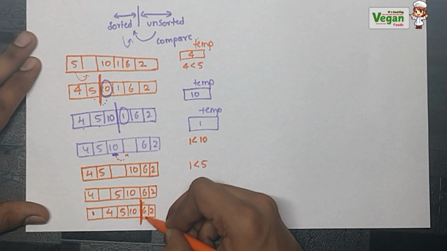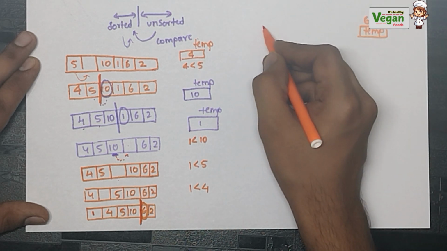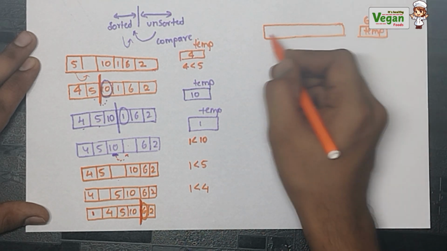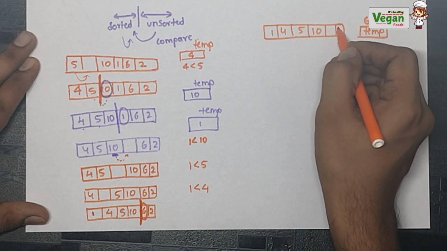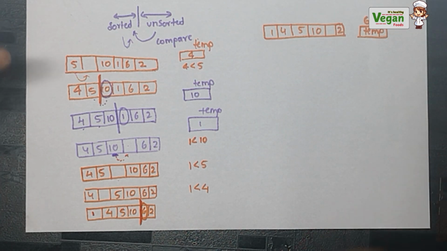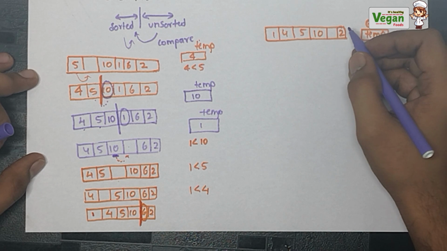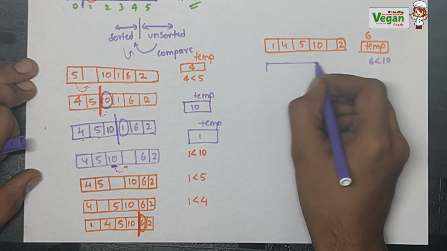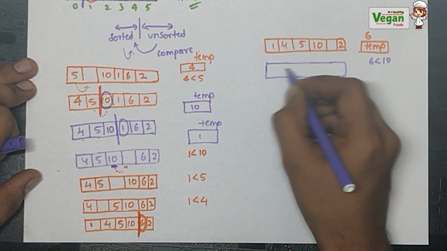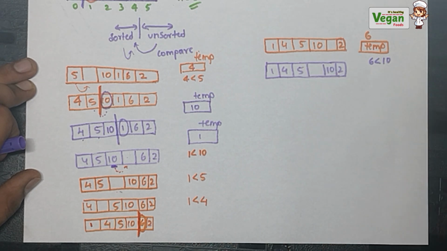Now what is the first element in the unsorted sublist? That is 6. I will keep 6 in the temporary. Therefore my sublist will be 1, 4, 5, 10. This will be the free space because 6 is kept in the temporary. Now I will compare with the 10. So up to here my sorted sublist was there, no? Now I will compare it with the 10. If I compare it with the 10, 6 is less than 10. What I will do? Shift 10 one bit right-hand side. So 1, 4, 5. So 10 is shifted 1 bit and this will be the free space.